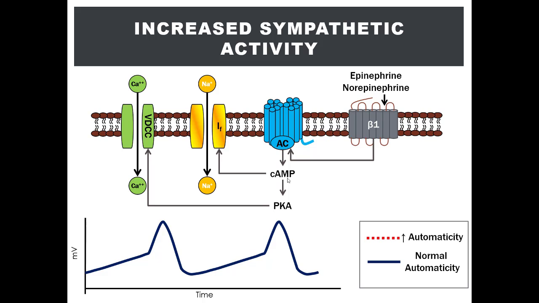cAMP can also activate the enzyme protein kinase A, which subsequently can increase calcium influx through the voltage-dependent calcium channels, both the T-type and L-type. This means that during sympathetic activity, like during exercise, there's increased influx of sodium and calcium, which in turn would cause a more rapid depolarization effect, as shown down here in this figure by the red dotted line. This means action potentials are generated at a faster rate, which would in turn translate to increased heart rate.